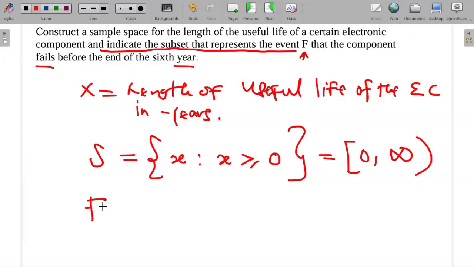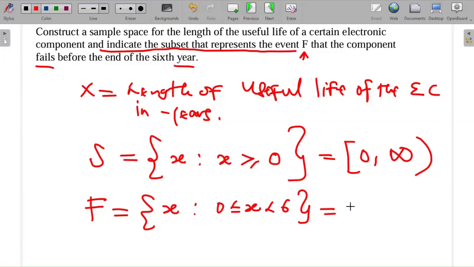Okay, so that event F will just be a set of all x's such that x is between 0 and is less than what? 6. Because they said this electronic component is going to fail before the end of the 6th year. So meaning that X will be any value from 0 to what? To 6. And we can also represent this in interval notation as just from 0 all the way to positive 6. All right, so those will be our sample space and that will be our event there.